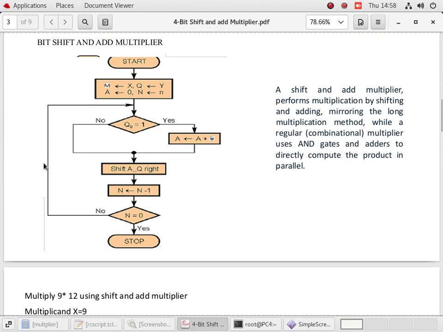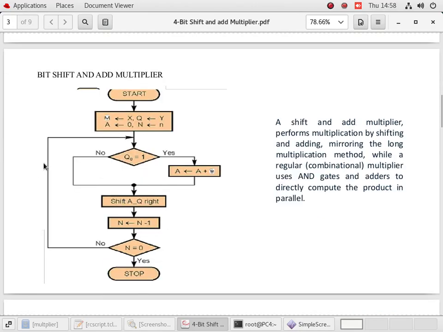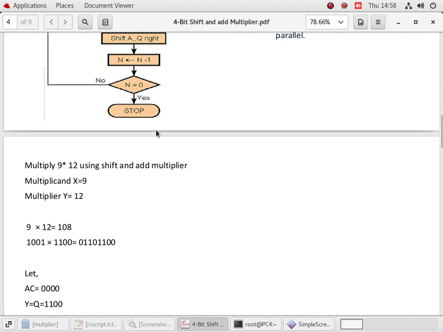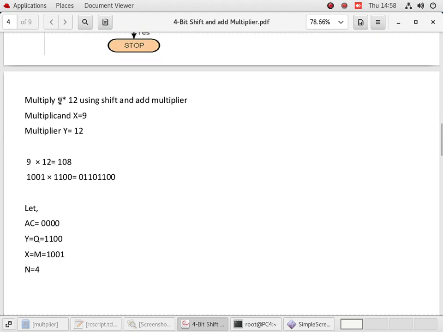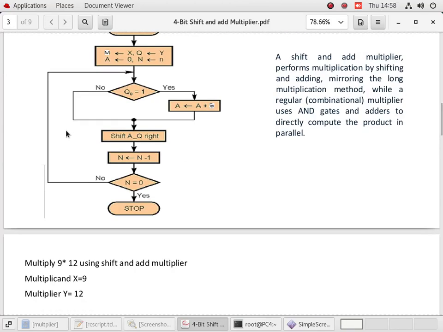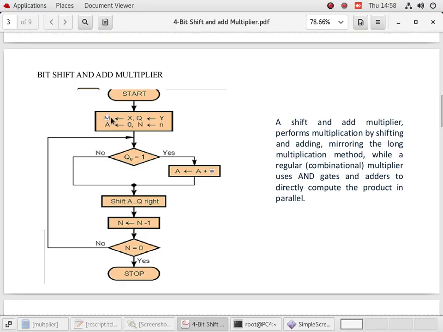So first let us look at the working of the shift and add multiplier. To start with, we have to consider two 4-bit numbers. Here we have considered 9 and 12. Let 9 be the multiplicand and 12 be the multiplier. It is x and y. This x is assigned to m and y is assigned to q. Let us consider a 4-bit accumulator, and since it is 4-bit, the n value will be 4.